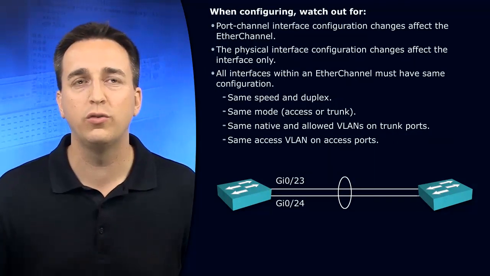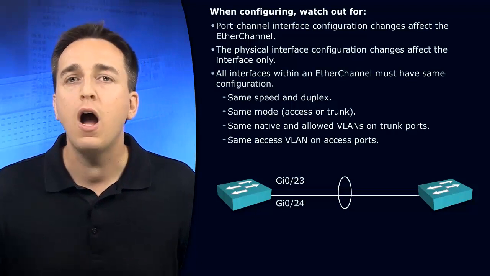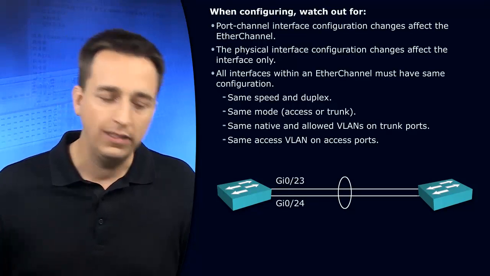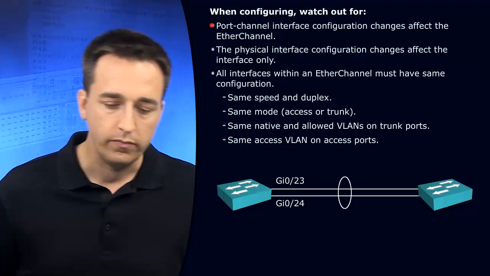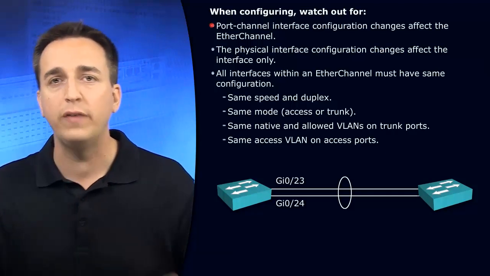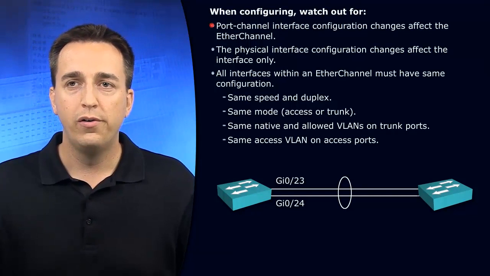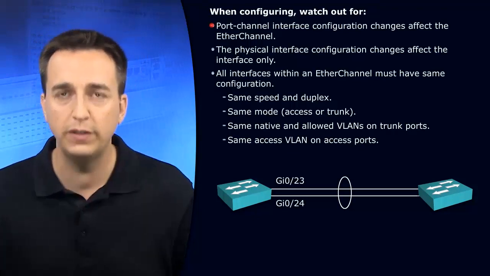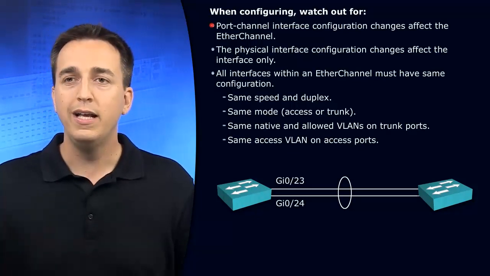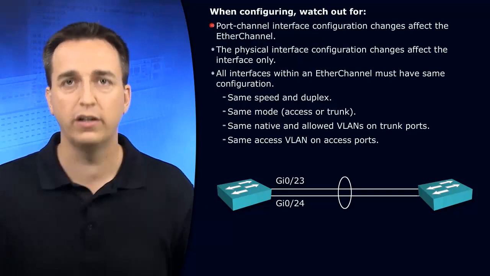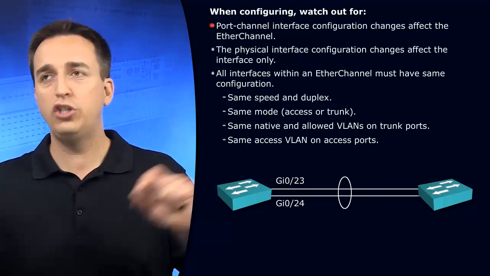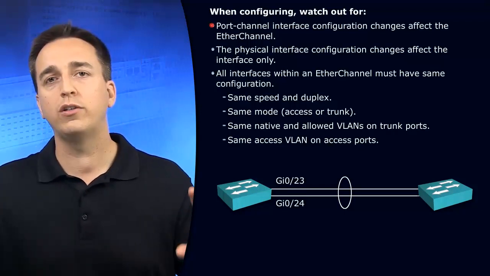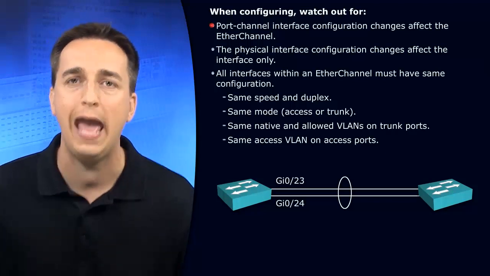Once that port channel is created, you do not want to mess around with the physical interfaces. Anytime you make a change to the port channel, that change affects the interfaces as well. Meaning, if you set up a trunk port on the port channel, the physical interfaces become trunk ports as well. If you change the native VLAN on the port channel, the physical interface native VLAN changes as well. If you change the speed or the duplex, that changes as well. So anything you do to the port channel changes the physical interfaces, and that's okay.